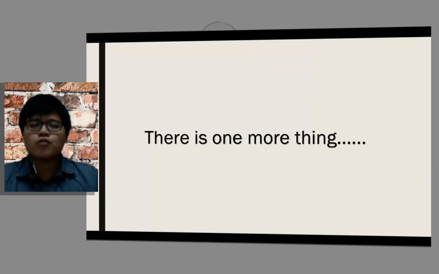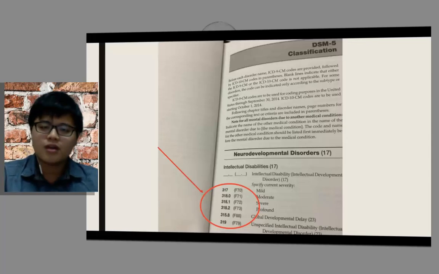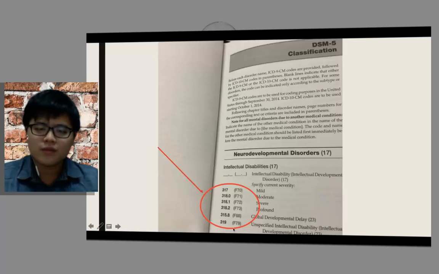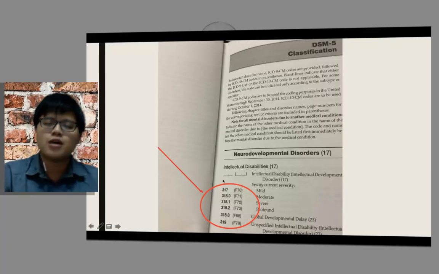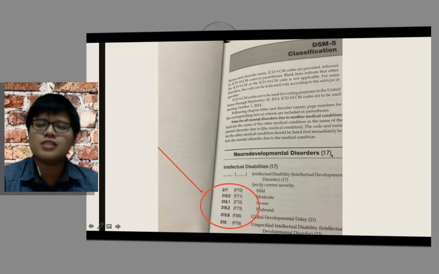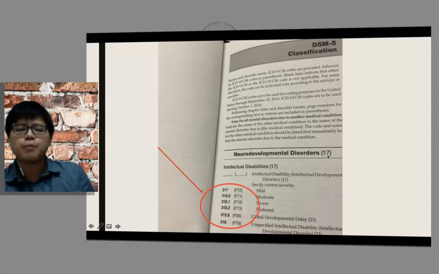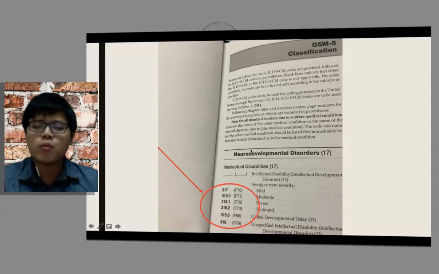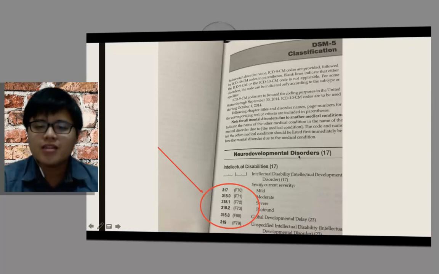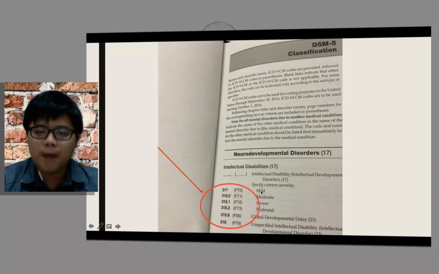Okay, we are about to come to the end, but there is one more thing about the ICD code. This is the ICD code. And I'm very sorry, as in the previous video, I mistakenly mentioned that 17 is the ICD code, but 17 actually is the page number for the neurodevelopmental disorders located in the DSM-5. In the DSM-5, intellectual disability, which is mild intellectual disability, is actually coded as F70 in ICD-10.